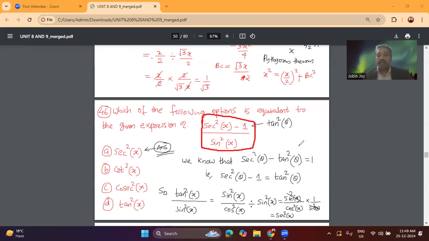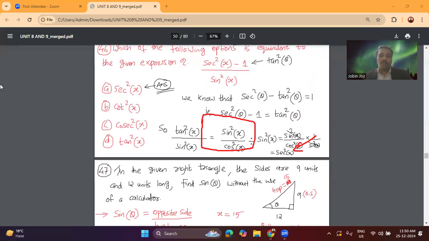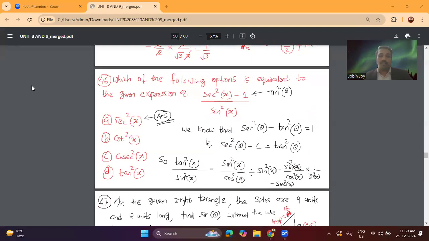So we know the identity sec square theta minus tan square theta is equal to 1. From this, I will find sec square theta minus 1. So sec square theta minus 1 is equal to tan square theta. I will put tan square theta in the numerator. So tan square x divided by sine square x.